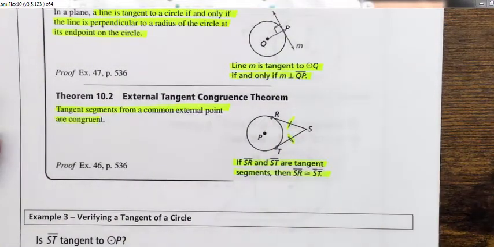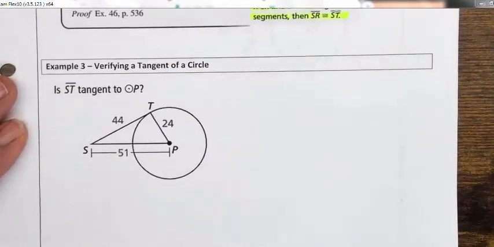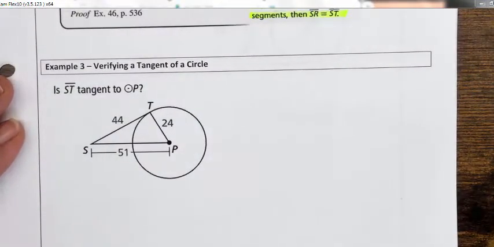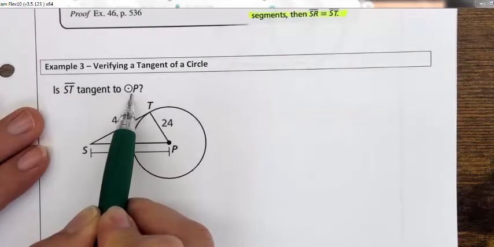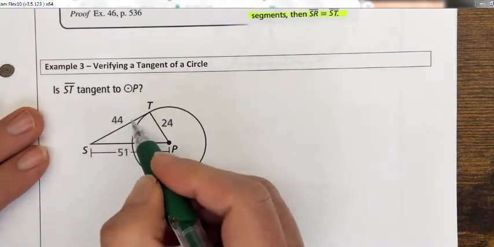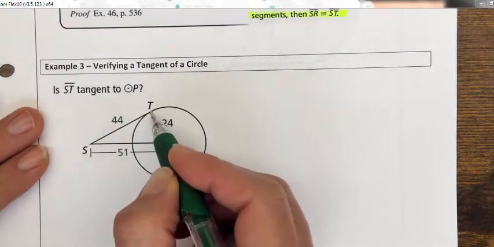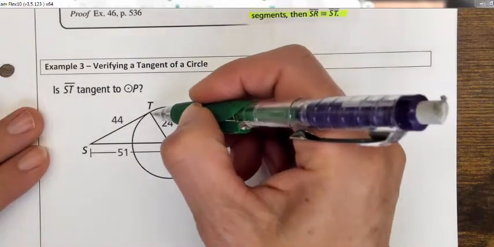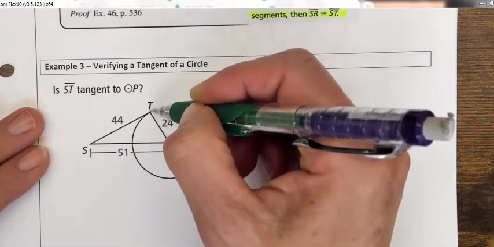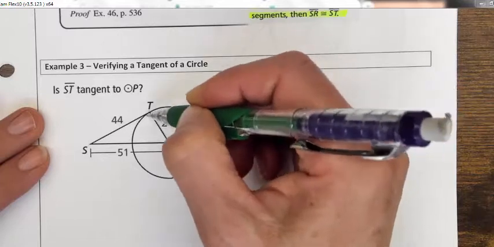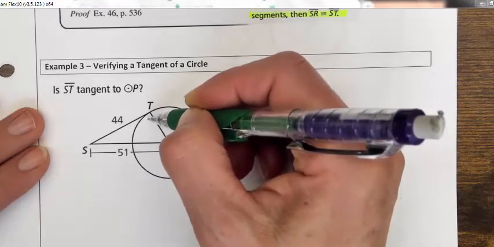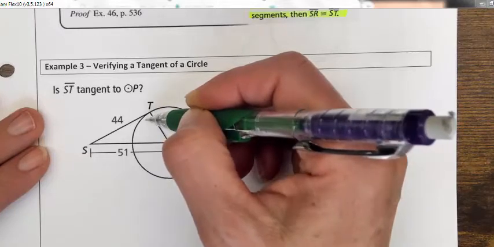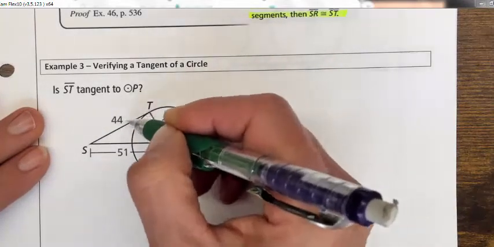All right, now let's do some fun math. So we need to verify a tangent of a circle. So is segment ST tangent to circle P? Well, if segment ST is going to be tangent to circle P, notice what it's intersecting here. It's intersecting or touching the radius. Then we would need to know if this is a right angle. And this is going to be a right angle if the Pythagorean theorem holds true. So we can always test any triangle, right? We've got a triangle here.